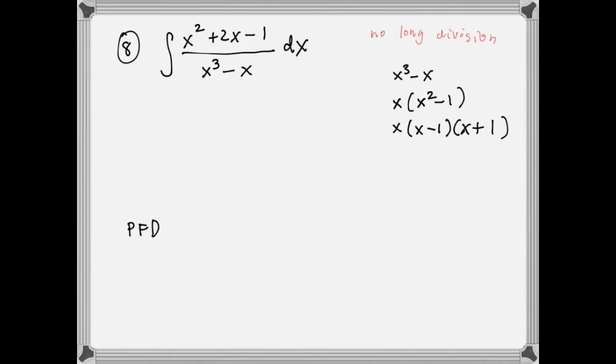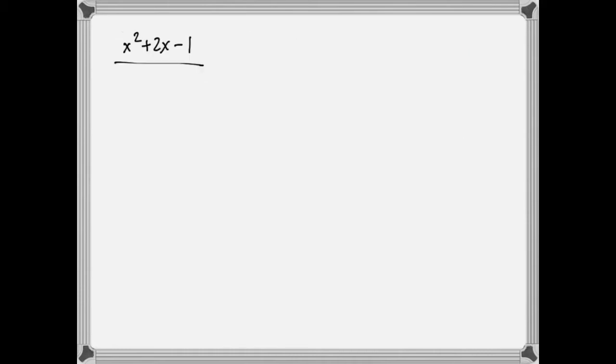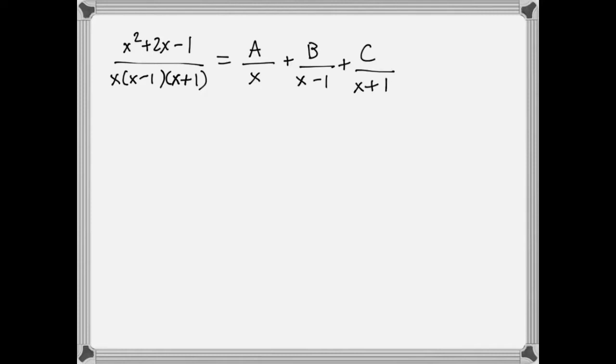Actually, let me do the full PFD on the other side, okay? So we have x squared plus 2x minus 1 over, and then the factoring is x, x minus 1, x plus 1. So what is this going to equal? Remember, we have one unknown for each linear. So it's a over x plus b over x minus 1 plus c over x plus 1.